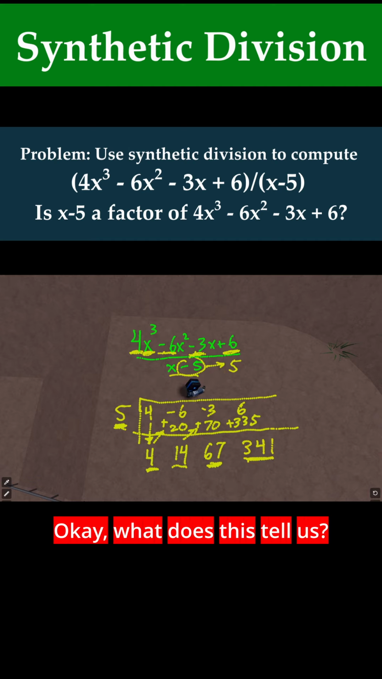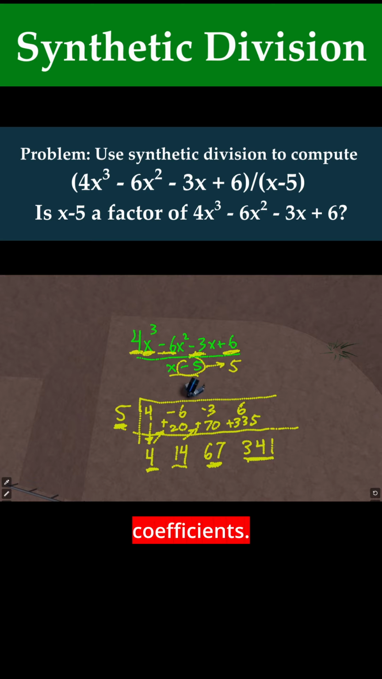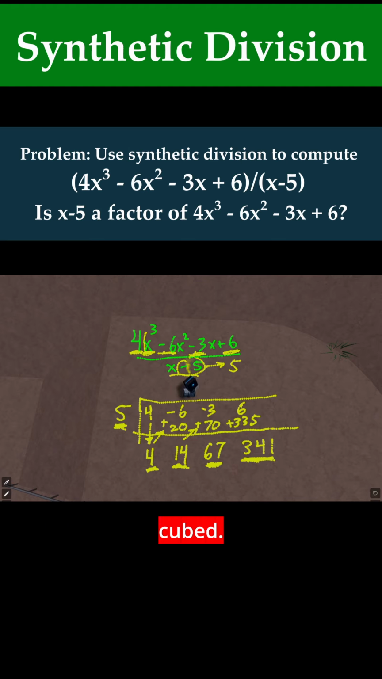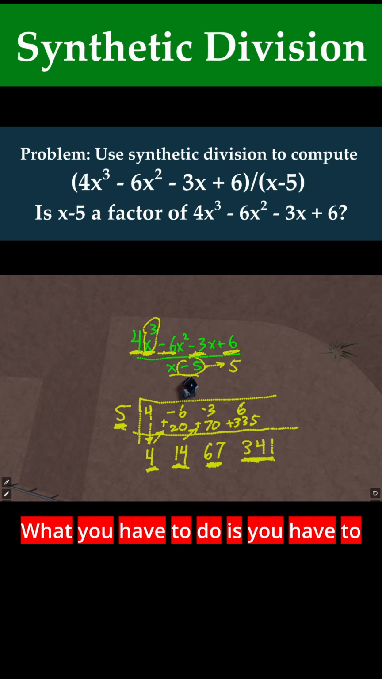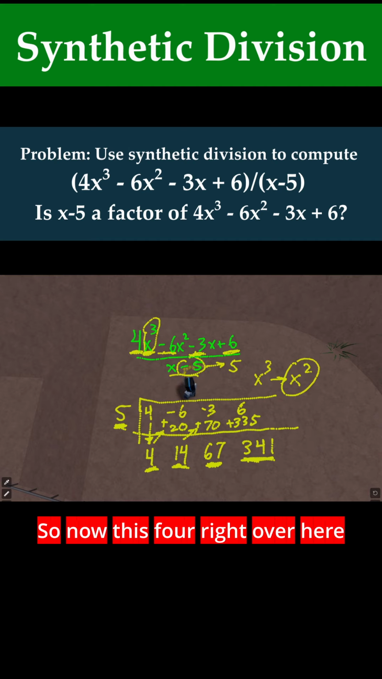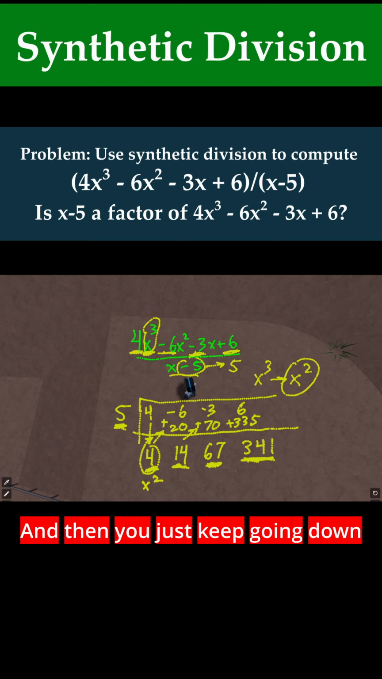Okay, what does this tell us? How can this tell us the result of the division at the top? Well, these are the coefficients of our answer. So what does this mean? Well, notice how the highest degree term in our numerator was x cubed. What you have to do is go from x cubed down to x squared. And that's where we start. So now this 4 right over here corresponds to the coefficient on x squared. And then you just keep going down.